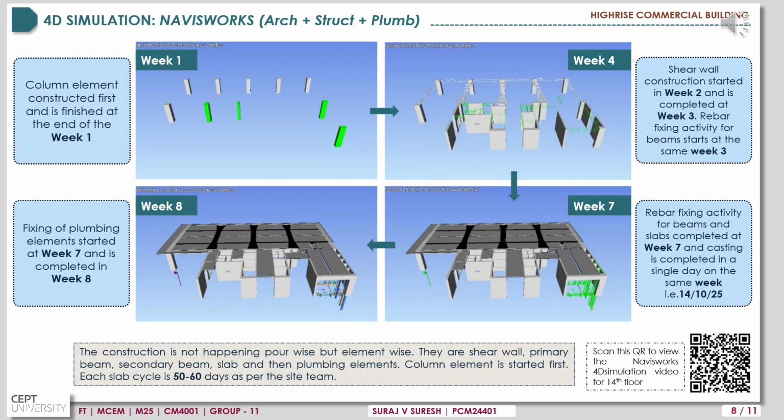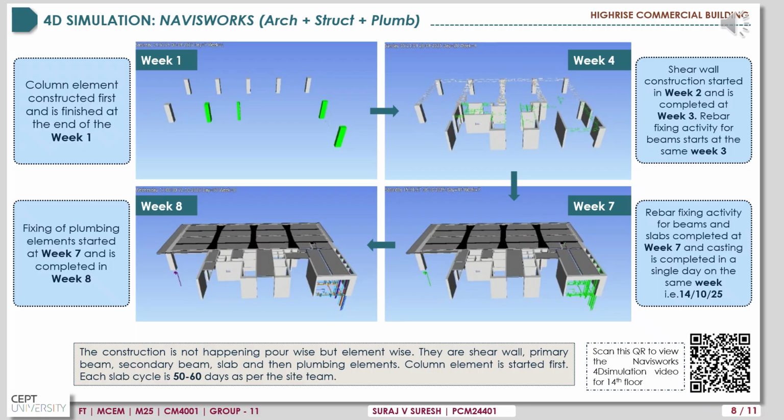This shows the 4D simulation for the construction using Navisworks software up to 8 weeks. In week 1, the column element construction started and finished in the same week. Shear wall construction started in week 2 and was completed in week 3. Rebar fixing activity for beams started in the same week 3.